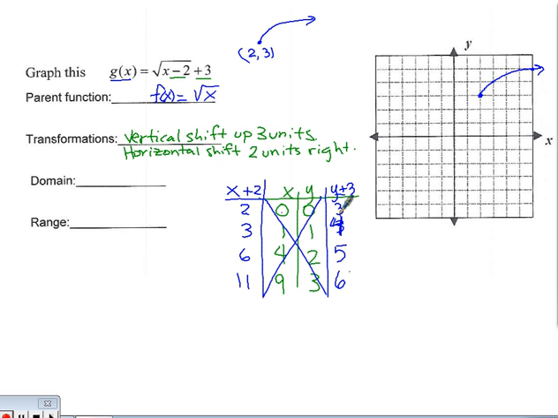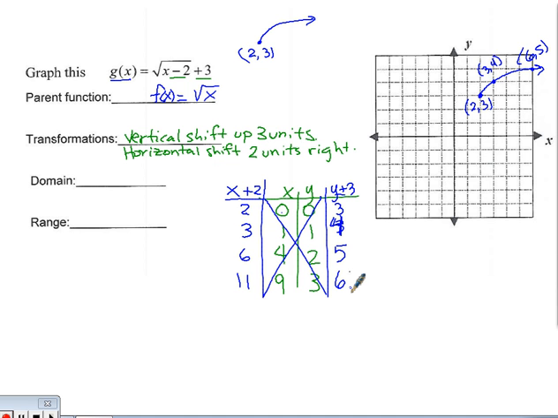So 2, 3, right? That's 1 point. 3, 4. And then 6, 5. So that would be another way of plotting the points, and 11, 6 is off the graph. I can't quite see that, so I'm just going to leave that one there.